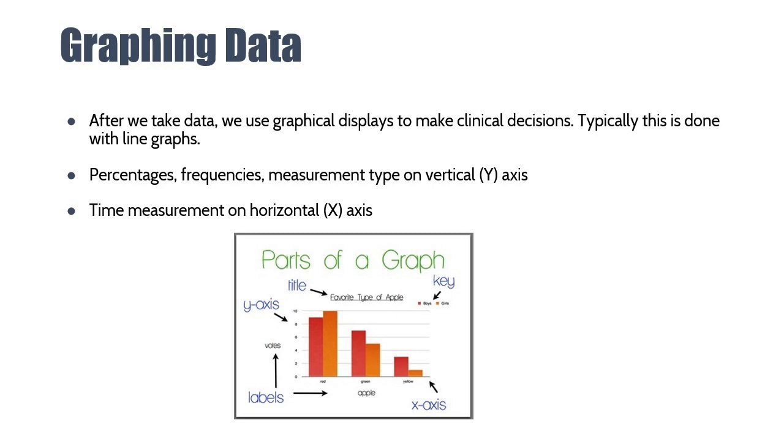Oftentimes, behavior is graphed in a line graph format. This is because the measurement we're seeking is a change in behavior across time. On the y-axis, you'll typically see things such as frequencies, percentages, or a different type of measurement. On the x-axis, you'll typically see the passage of time. This could be measured in different ways, such as in hours, in minutes, in days, in weeks. It just depends on what is the most important in analyzing your data.